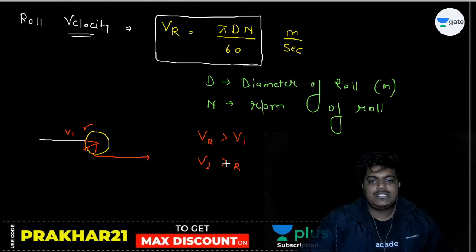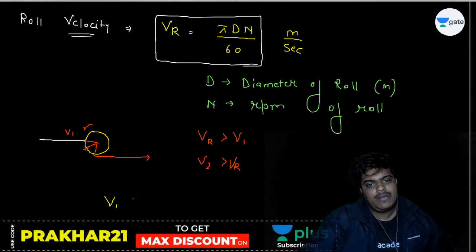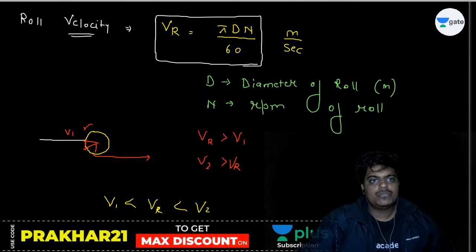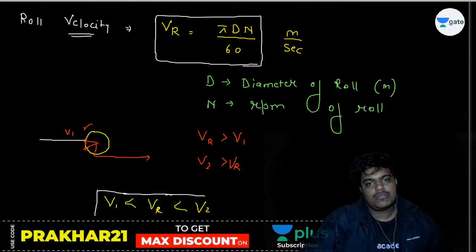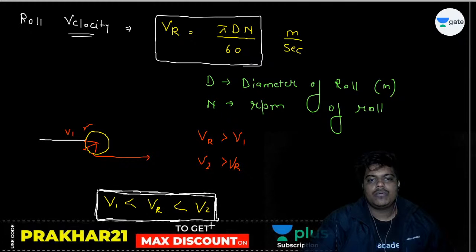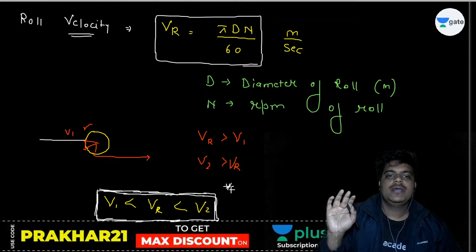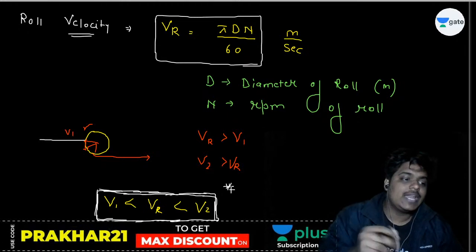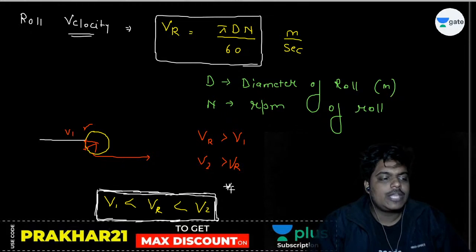So if you try to establish the relationship between the three velocities, it will be V1, more than V1 is Vr, and more than Vr is V2. Is it clear? This is an important relationship. Many a time it has been asked in small examinations, what is the relationship between the three?